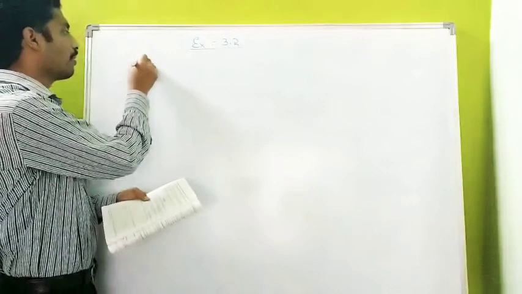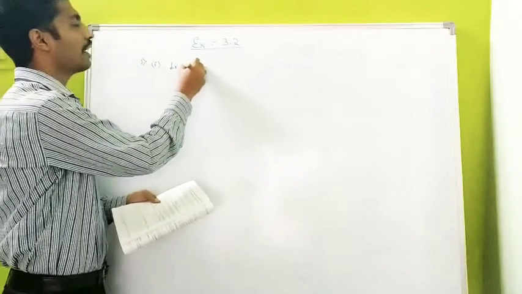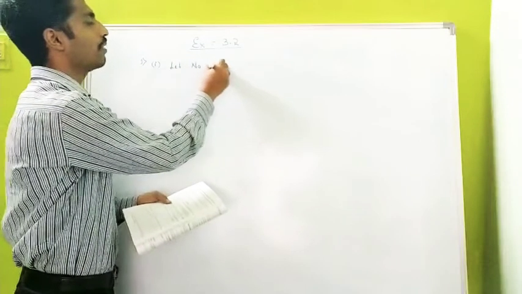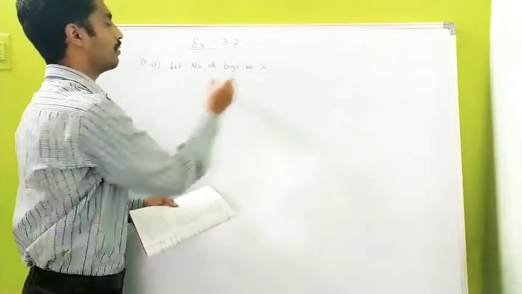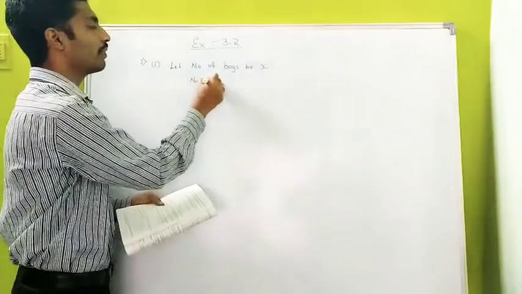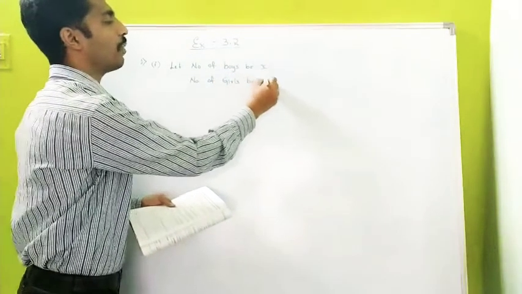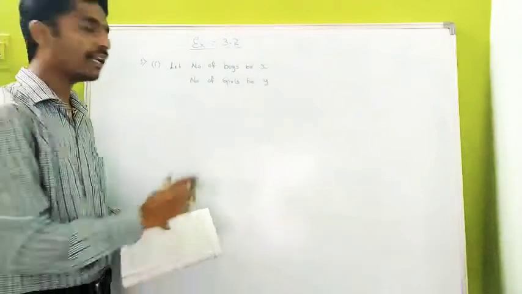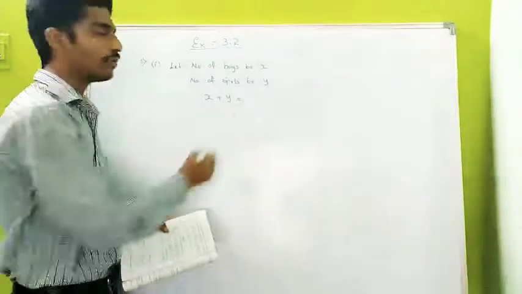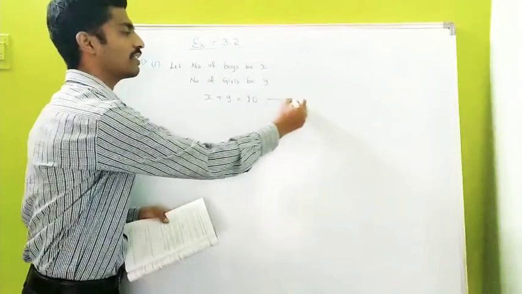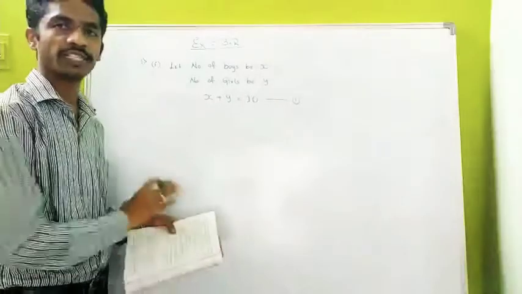So for the first question, let the number of boys be x and the number of girls be y. Total how many students are there? 10 students are there. So let's write x plus y equal to 10. This is our first equation. So they will give the situation, and you have to represent it like this.